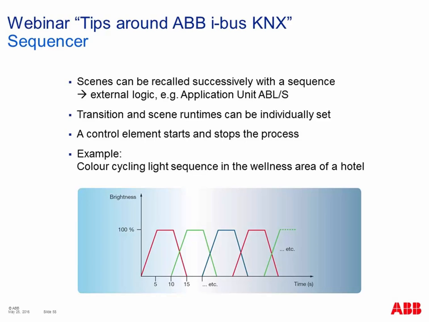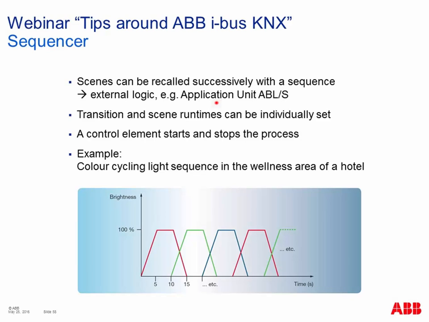Next step, what we can do with scenes is a kind of sequencer. So for example, here a kind of cyclical light colors, like we have it maybe in a spa or in a wellness area of a hotel. We use the LEDs with red, blue, green, purple, yellow light, and we want the color to change automatically. So a good example here is the scene function. But we need additional logic, which can be our application unit, the ABL.